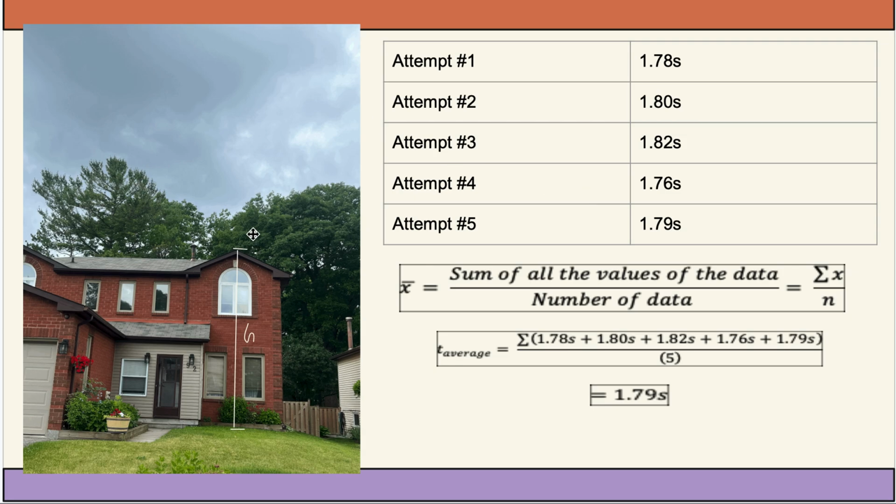So this is my house right here. I drew a line on this picture. The line represents the height, and the h is the value I'm trying to look for. In this experiment, I decided to stand on this side of the house and throw a ball up in the air, to the desired height that I want, which is the highest point of the house. I want to throw it all the way to the highest point.